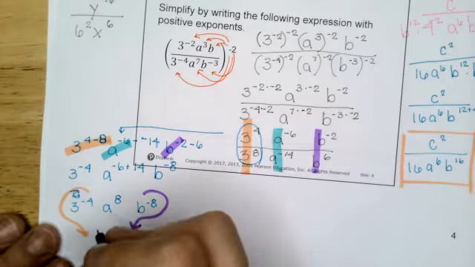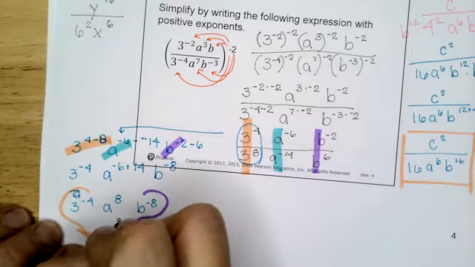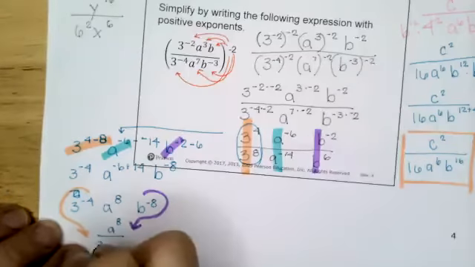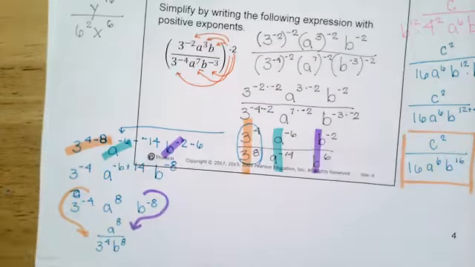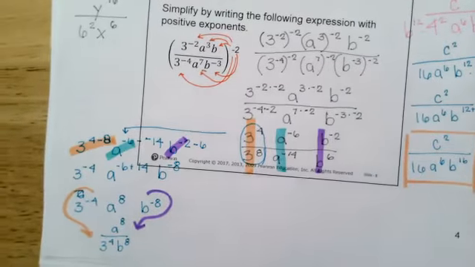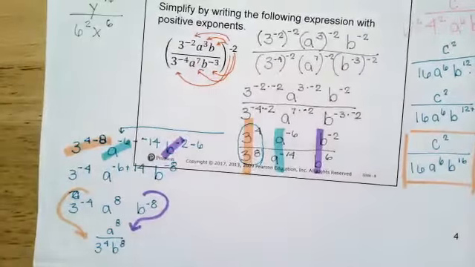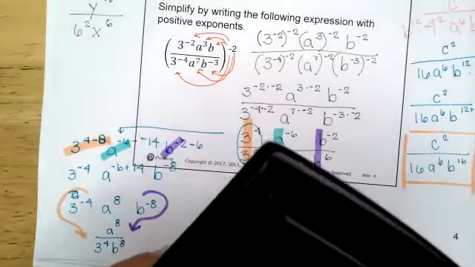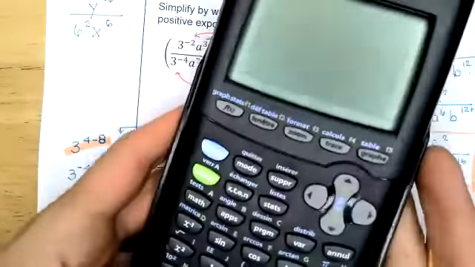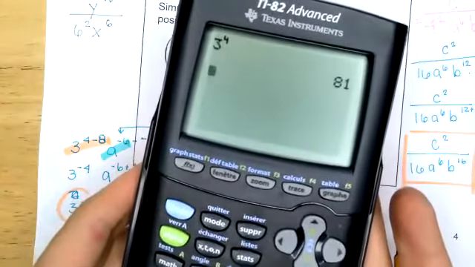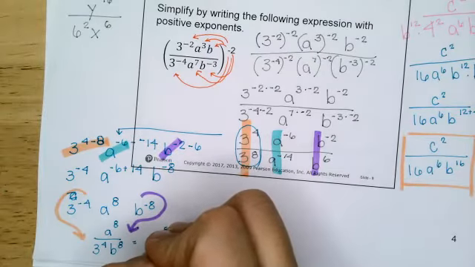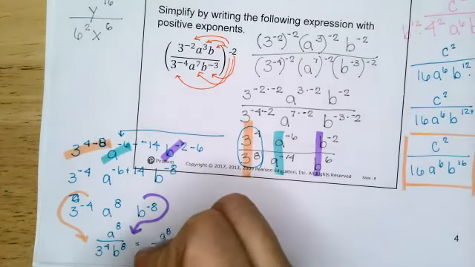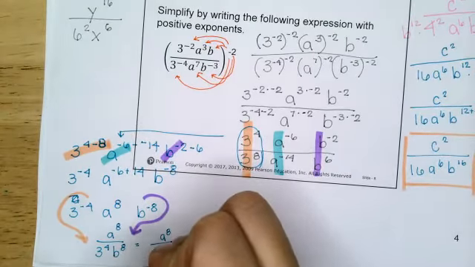Final answer is a to the power of 8 over 3 to the power of 4 times b to the power of 8. And then, I said that was the final answer, but it's not. You need to take that 3 to the 4th and put it into a whole number, 81. So we have a to the 8th over 81 b to the 8th.